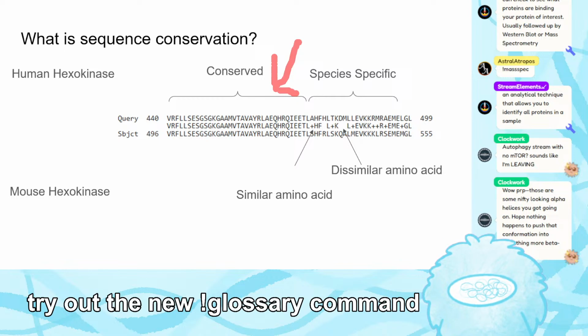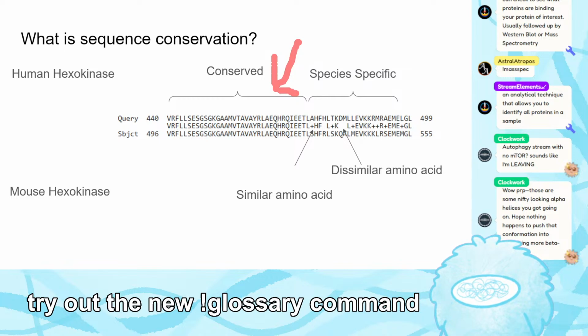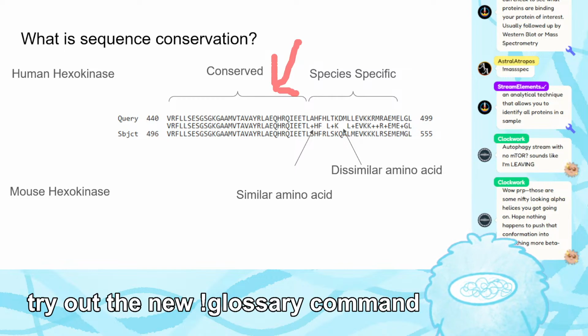So the sequence starts valine, followed by, I think the R is arginine, although I'm forgetting. F, I think, is tryptophan. I don't really remember. But you can see that there is high amounts of agreement between the human version of this protein and the mouse version of the protein.